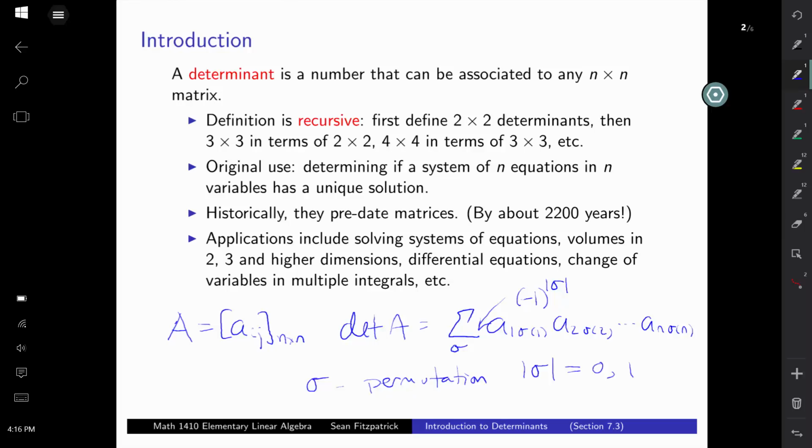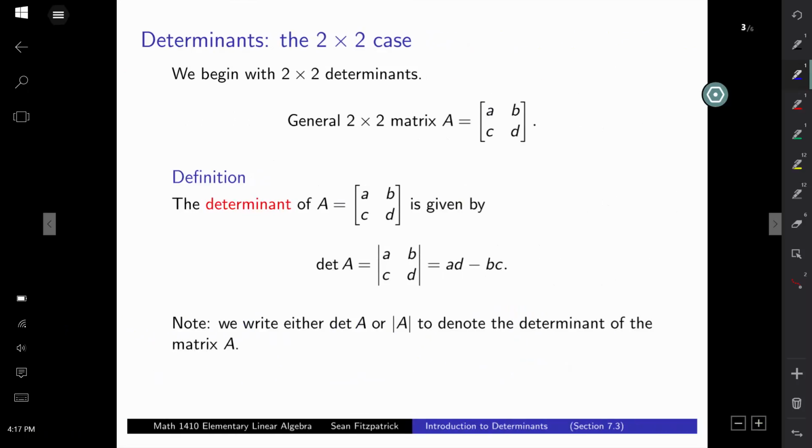And again, if you've never seen a permutation, this may not mean anything to you, and we don't want to use this formula, okay? Because we're not going to spend time learning about permutations, and even if we knew about permutations, this is still a really messy formula to use. So there is a formula. It's not one that you want to try to use. We want to use this recursive definition. Okay, so 2 by 2 determinants we've done before.